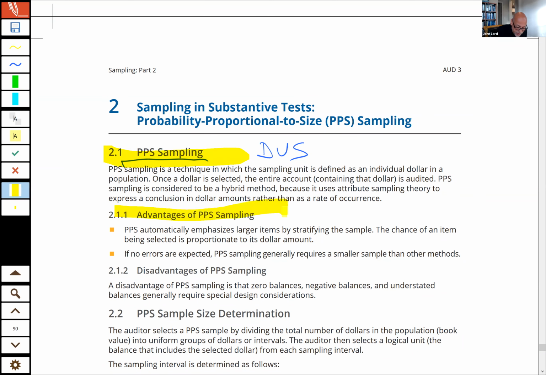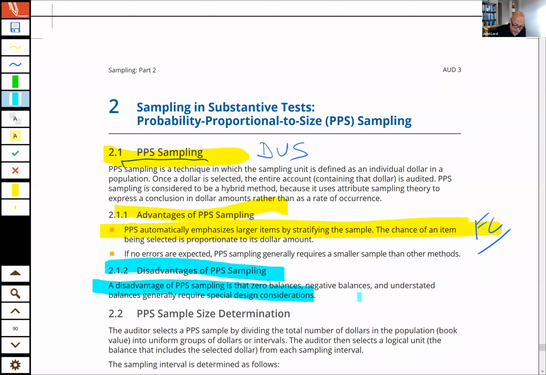Okay, advantages of PPS sampling. It automatically emphasizes larger items. So the more dollars you have sitting in front of you, the more likely it is that that particular account will be selected. So it automatically emphasizes larger items to be selected. Now they tell us that a disadvantage of PPS sampling is accounts with zero or negative balances will not have an equal chance of being selected, because if you have no dollars in front of you, then your account is not going to be selected.